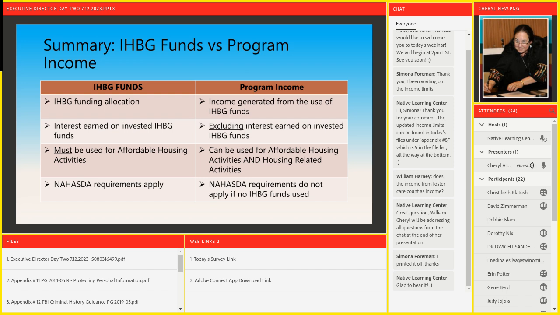Summary of the IHBG funds versus your program income. Under IHBG, funding allocation, interest earned or invested on IHBG funds has to be used for affordable housing activities. NAHASDA requirements apply. Program income, which is the income generated from the use of those block grant funds, excluding interest earned on the invested funds, can be used for affordable housing activities and housing related activities. NAHASDA requirements do not apply if you're not utilizing any of your block grant funds.